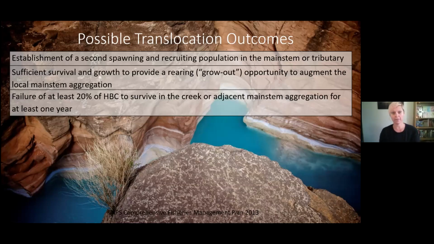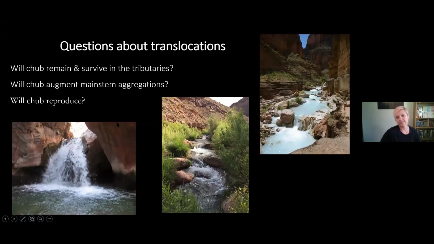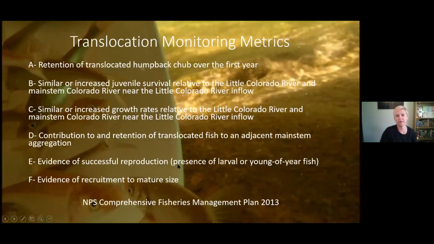And they would augment those aggregations that are throughout the river. And then lastly, we didn't hope this would happen, but we acknowledged that there was potential for failure. So either the chub don't stay, we never see them again, they die, something like that. Once they were in the creeks, we were interested in whether they would remain and live, whether they would move out and move into the aggregations, and whether we would see any reproduction in there.